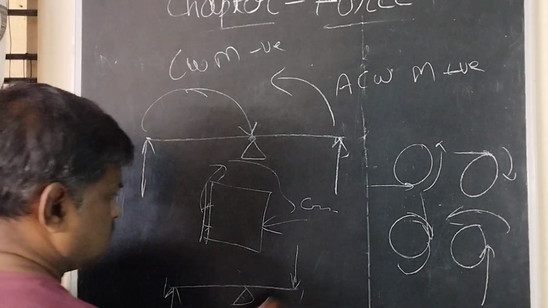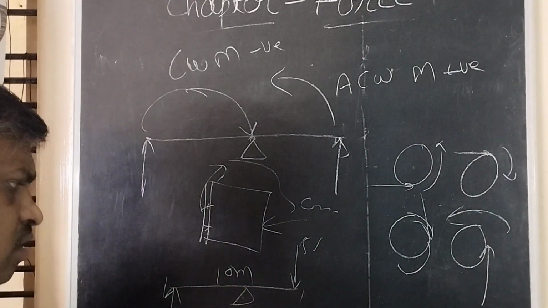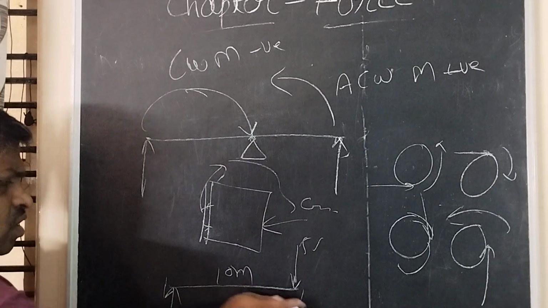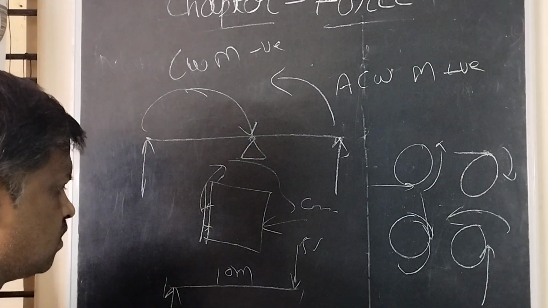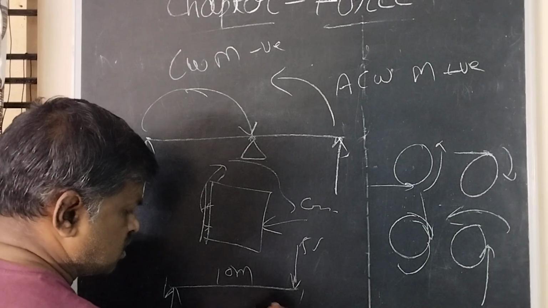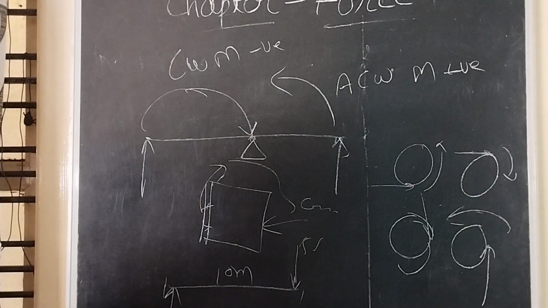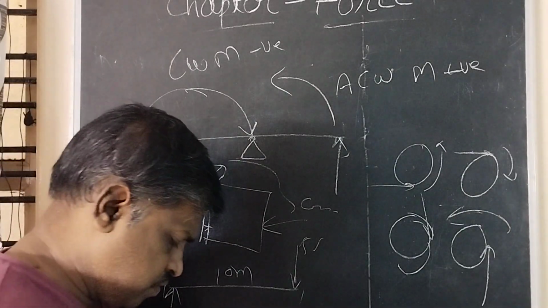This is 5 newtons, this is 5 newtons, and the distance is 10 meters. We can find the resultant moment by using the formula: one force into the distance between them. 5 into 10 gives 50 newton meters. This is called a couple. It is one force into the perpendicular distance between them.